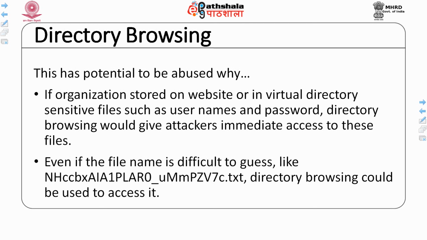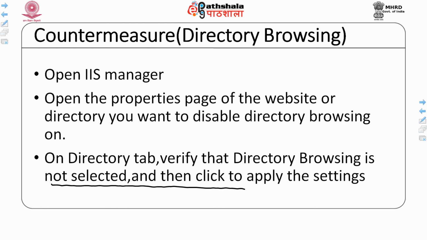Even if the file name is difficult to guess, say the developer has given a very difficult name to a text file which contains usernames and passwords, still because it gives you the list, the attacker can identify this might be the file containing usernames and passwords. So, as a countermeasure, you have to go to the IIS server, default website, go to properties, go to home directory, and disable directory browsing.